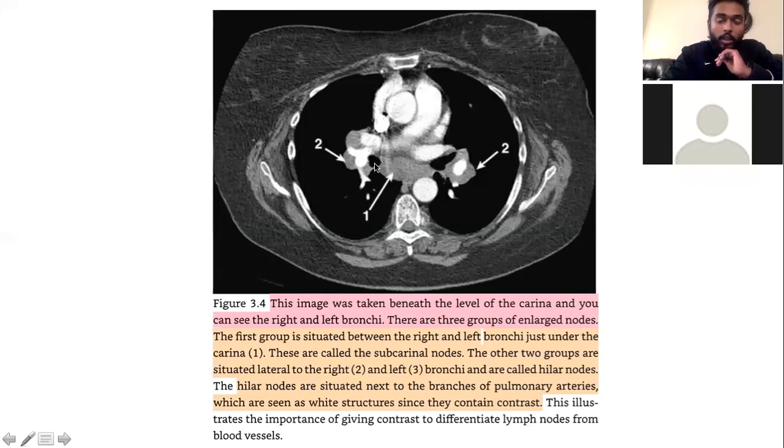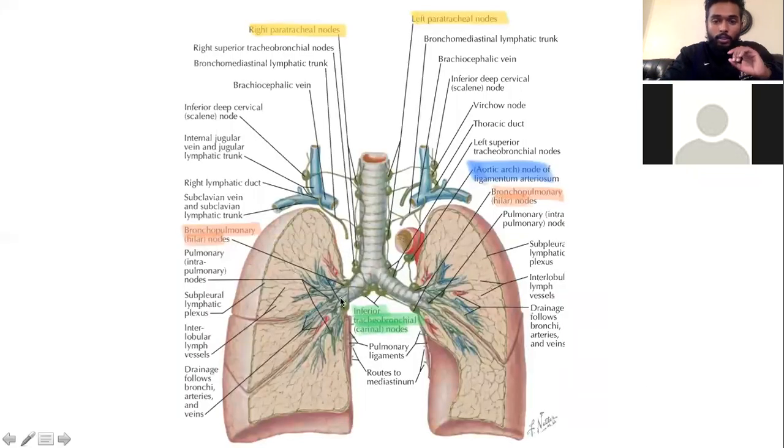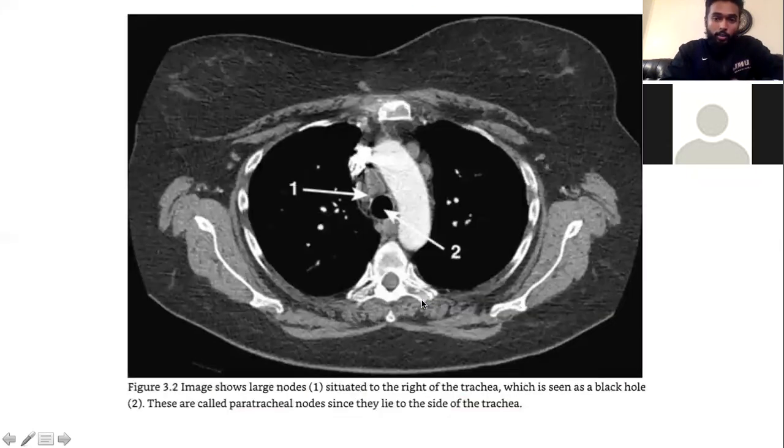Bronchi, right? The ones that are surrounding the bronchi as they're going away, those are going to be your hilar lymph nodes, because if you look here, these are the ones that are going along with the bronchi. Okay, they're your hilar nodes.